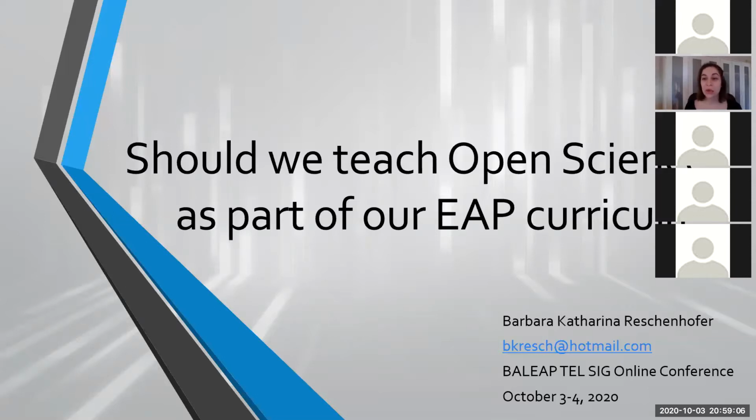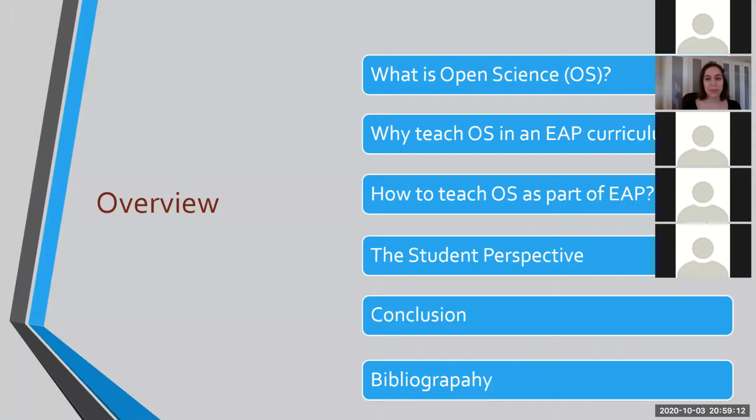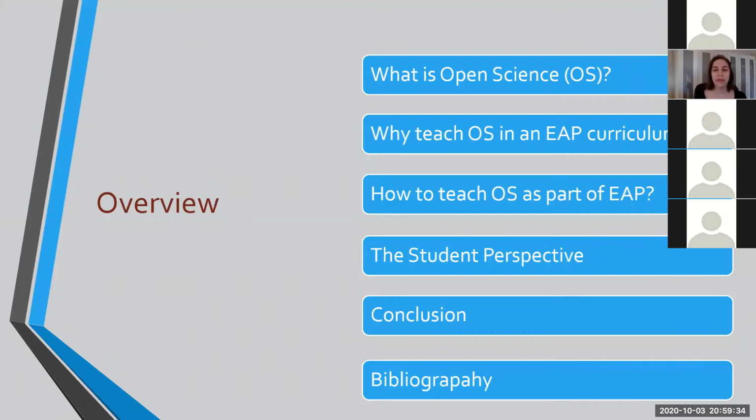And today I want to discuss whether we should teach open science as part of our EAP curricula. So before we get started on teaching open science in EAP, I want to give a short, brief, general introduction into open science. So I want to talk about what open science is. And then I want to discuss why we should teach open science in EAP. Then I also want to propose a few ideas on how we could teach open science as part of EAP before giving an insight into the student perspective from what I've learned in my most recently taught EAP class before reaching a final conclusion.